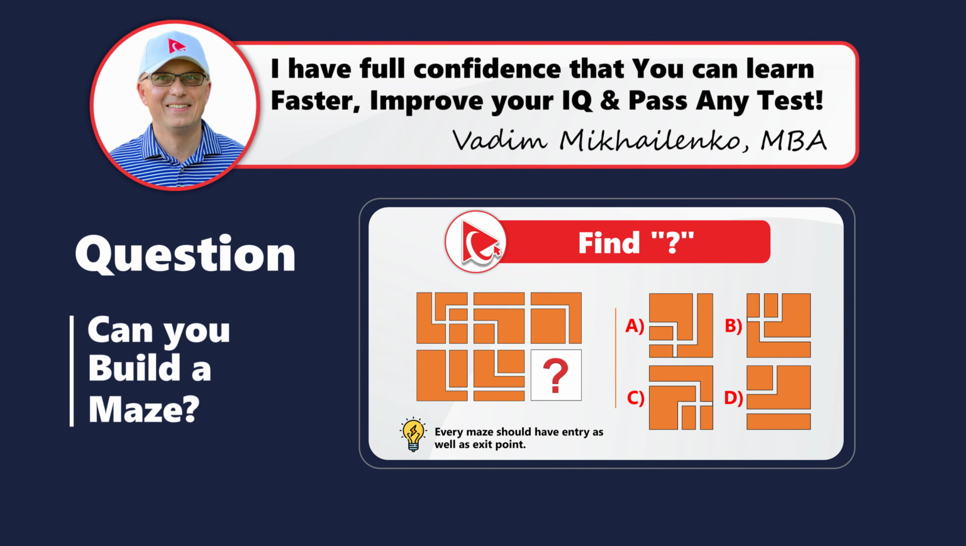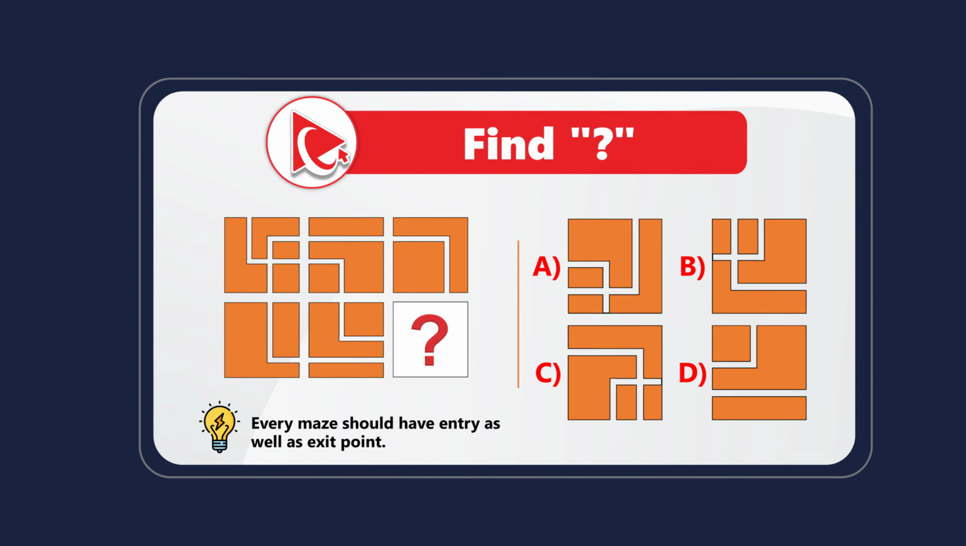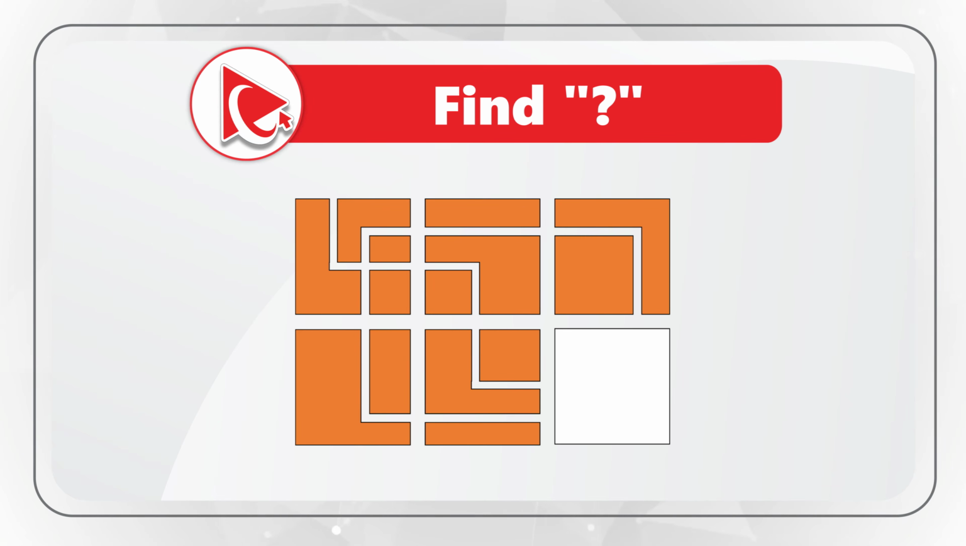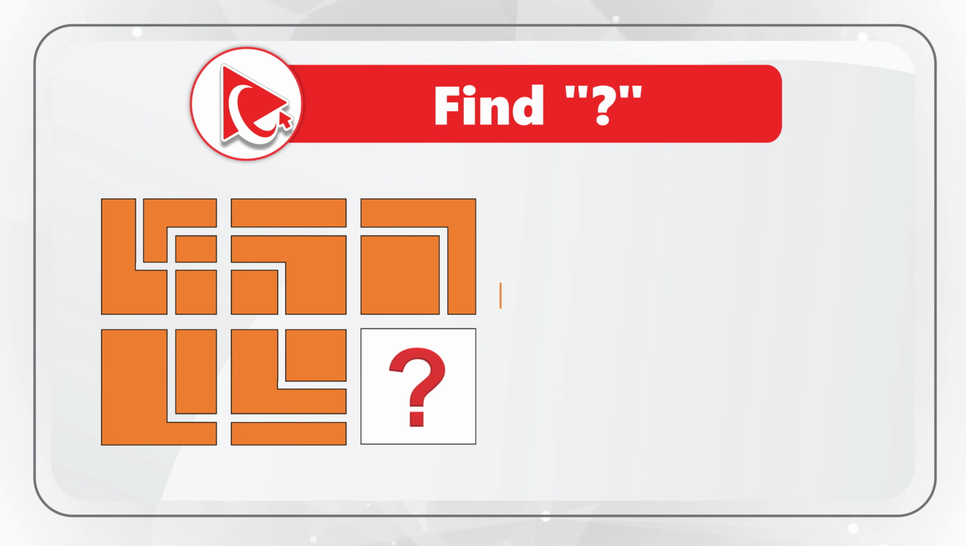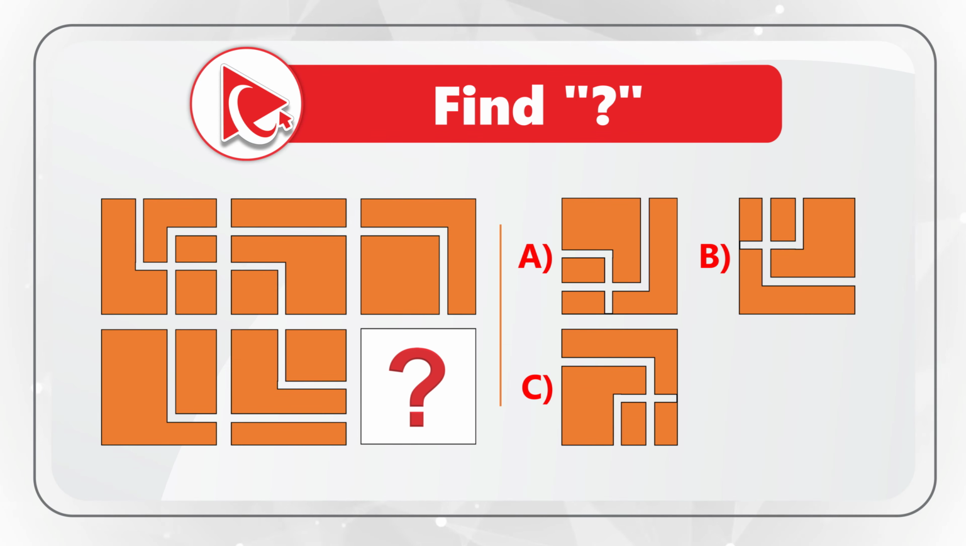And now I have a surprise question for you. You're presented with a maze, which is missing one section. You need to complete the maze by selecting 1 out of 4 possible choices. Choices A, B, C, and D. Take a close look to see if you can find the missing piece.